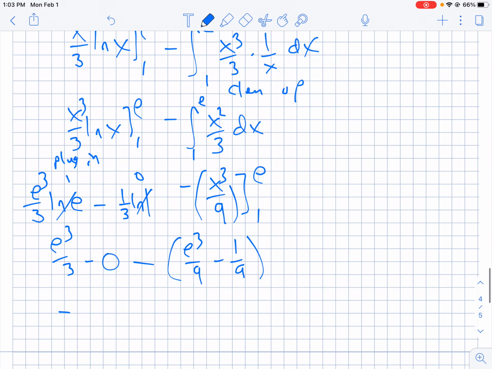Okay, so that'll just become e cubed over 3 minus e cubed over 9. Be careful again here, plus 1/9. Okay, and that's fine. You don't need to simplify at all, obviously.